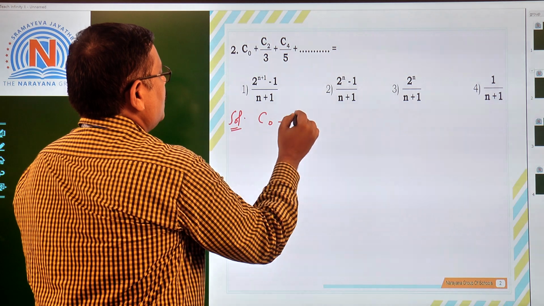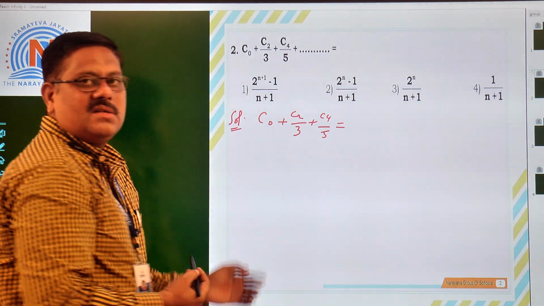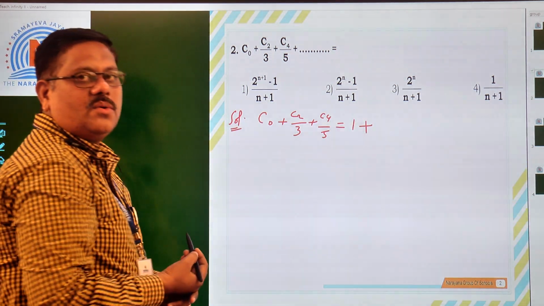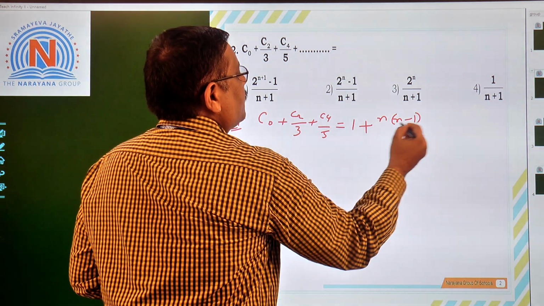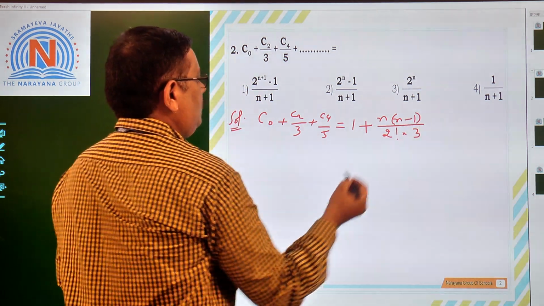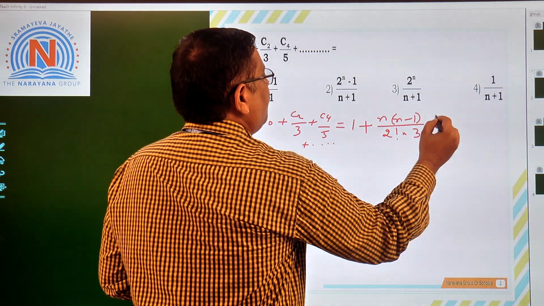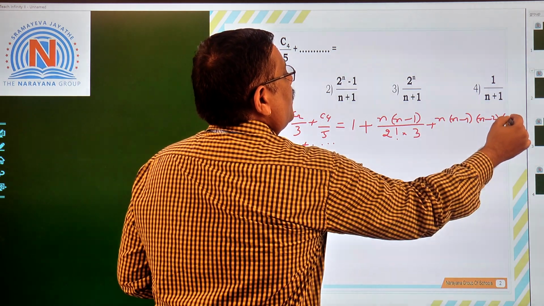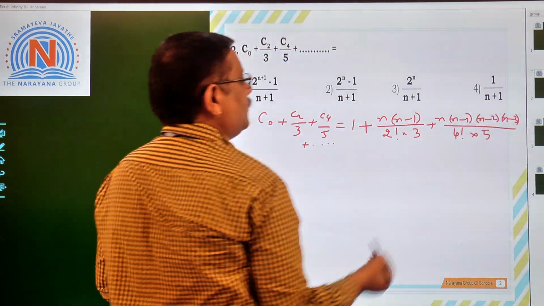C0 plus C2 by 3 plus C4 by 5 is equal to, C0 is otherwise nC0, its value is always 1, plus C2 is nC2. What is the value of nC2? n into n minus 1 by 2 factorial, of course into 1 by 3, plus so on. Here C4 is n into n minus 1 into n minus 2 into n minus 3 by 4 factorial times of 5, plus so on.